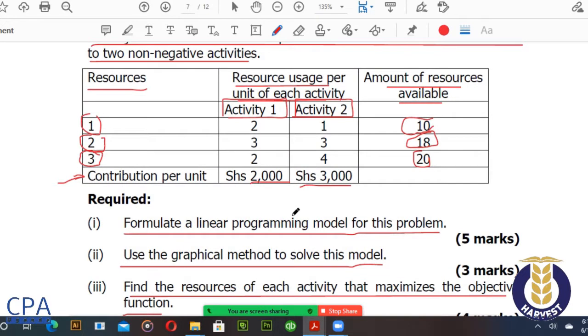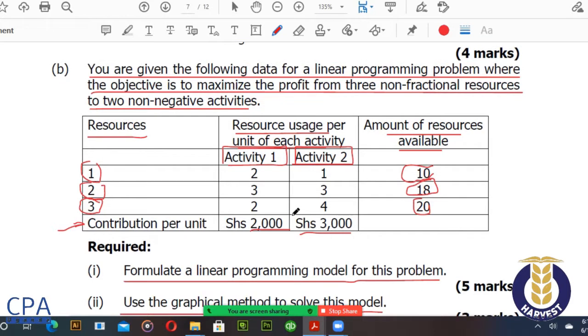So basically, this is a typical linear programming problem. Of course, activities, at times they may give you products A and B or product X and Y. For resources, at times they may give you raw materials, labor, machine hours, and so on.